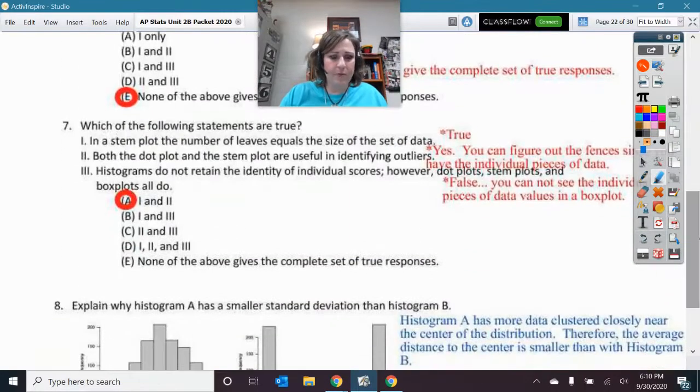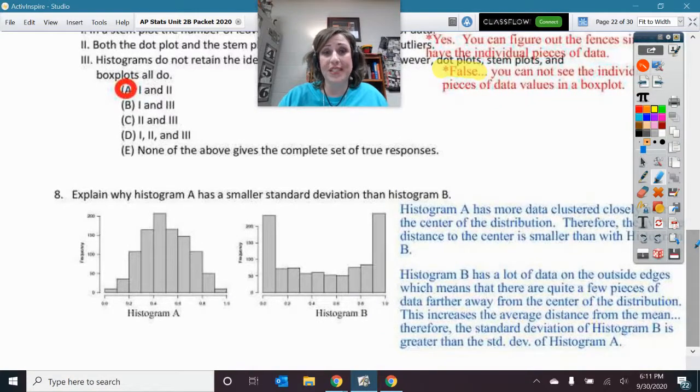All right, next, number 7, statements 1 and 2 are true. 3 is false. 3 is false because histograms will not give you that individual piece of data value. It's a bin of values. Now, I actually did look into the question about dot plots. Dot plots are supposed to give you those individual pieces of data values or something really close. You can tell those pieces of data.